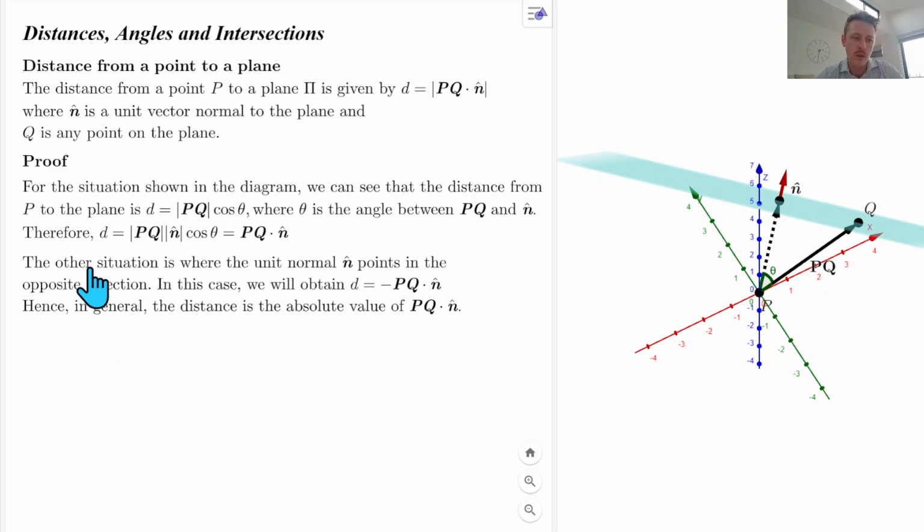The other thing to point out is the other situation where the unit vector n hat points in the opposite direction. So it would be pointing in this direction. In this case, we will obtain that d equals negative vector PQ dotted with unit vector n. Hence, in general terms, the distance is the absolute value of the dot product between PQ and unit vector n. And so that's what we have here. It's the absolute value of that, because n can point in two different directions and still be the correct orientation of the plane. So that is how we find the distance from a point to a plane.